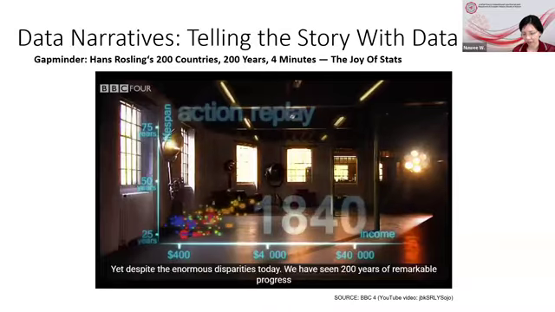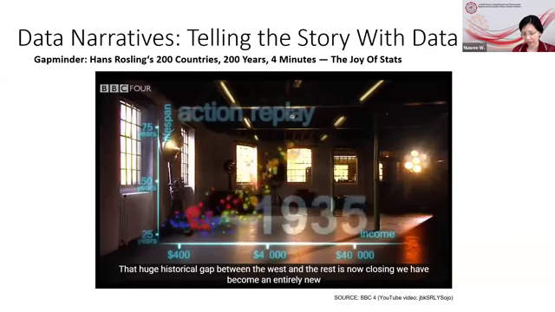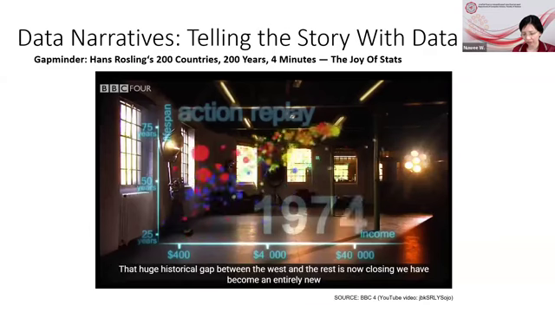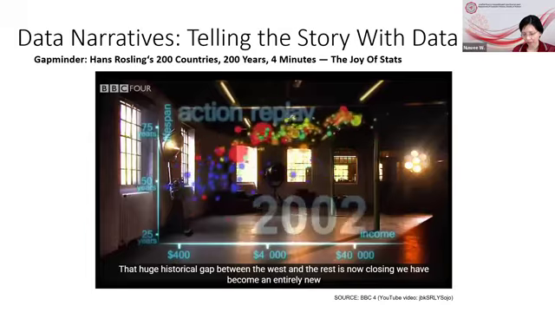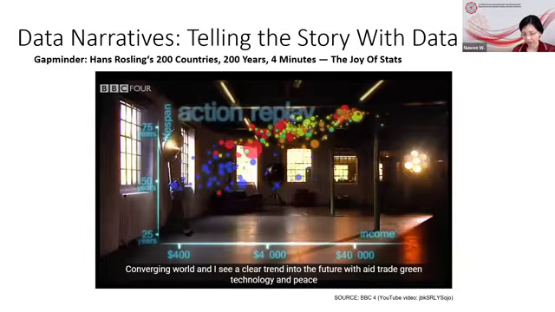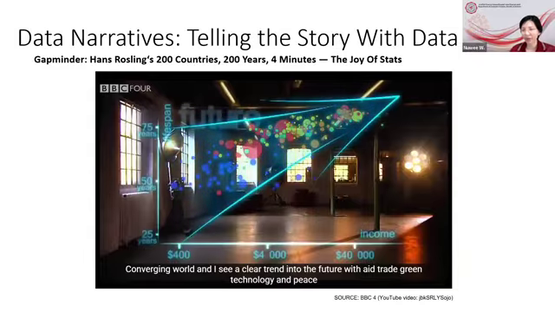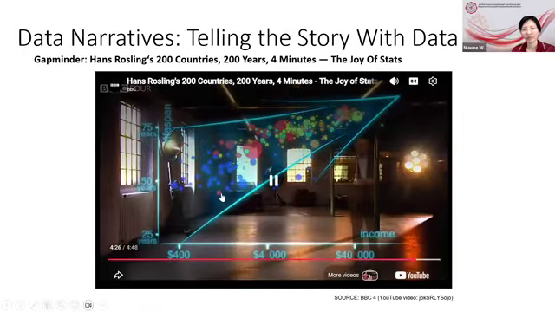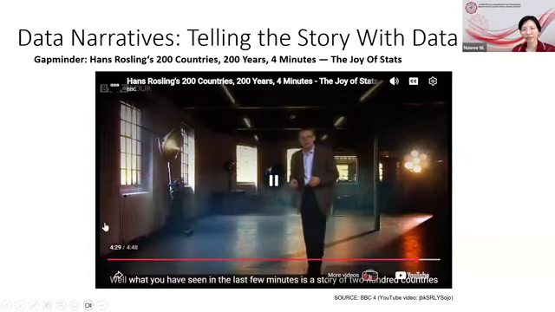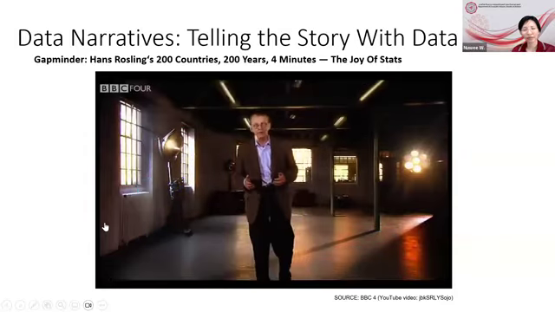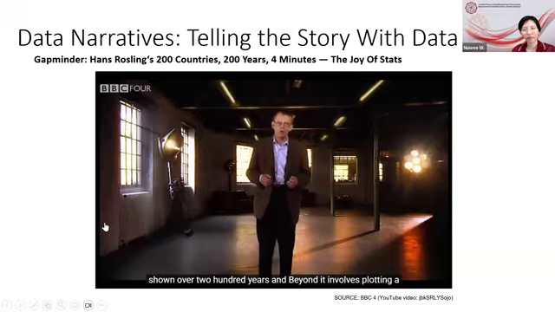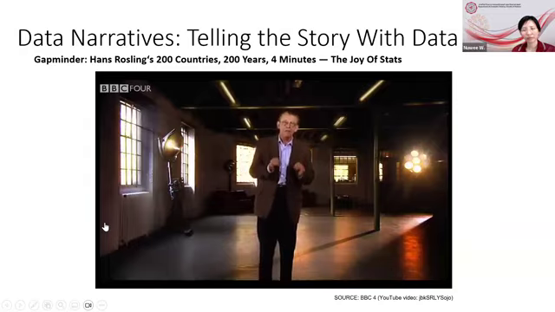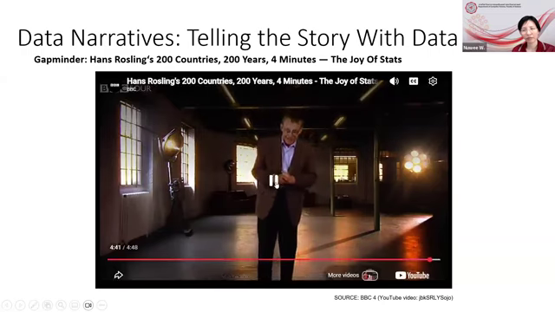And yet, despite the enormous disparities today, we have seen 200 years of remarkable progress. That huge historical gap between the West and the rest is now closing. We have become an entirely new converging world. And I see a clear trend into the future. With aid, trade, green technology and peace, it's fully possible that everyone can make it to the healthy, wealthy corner. Well, what you just saw in the last few minutes is a story of 200 countries shown over 200 years and beyond. It involved plotting of 120,000 numbers. Pretty neat, huh?